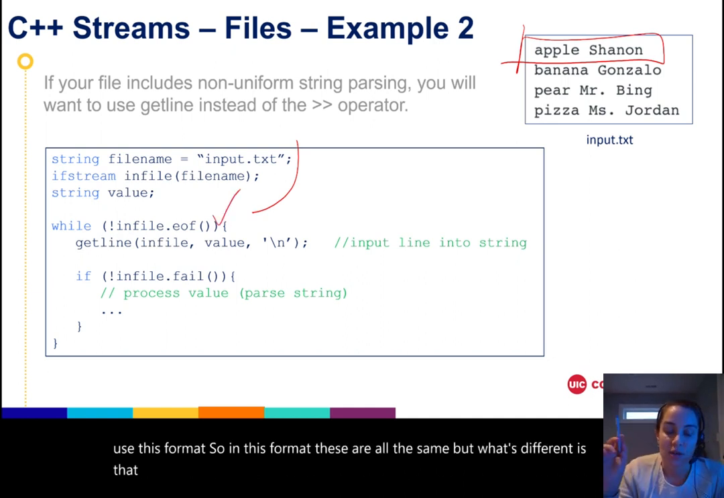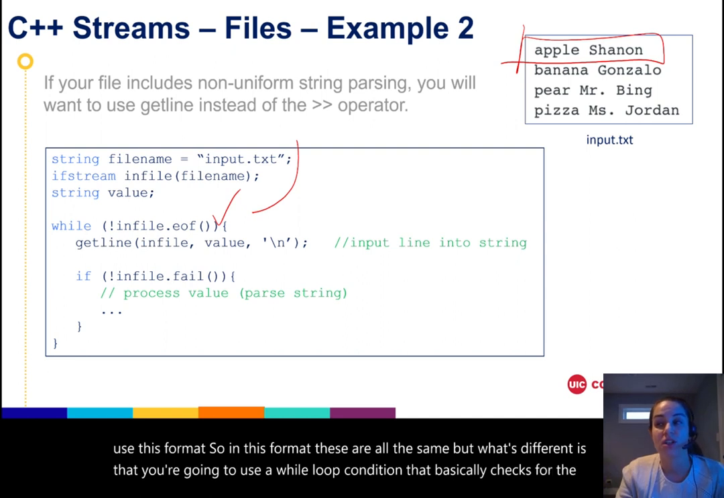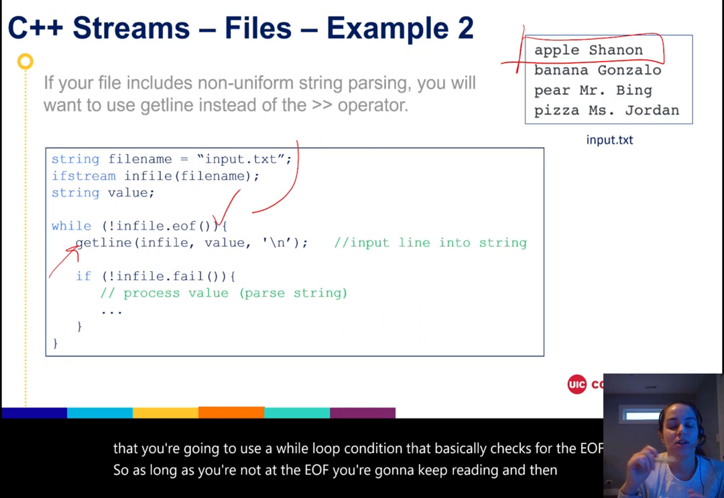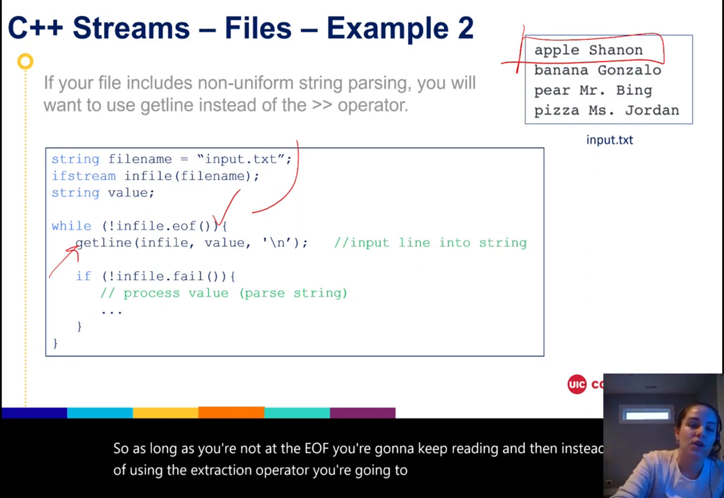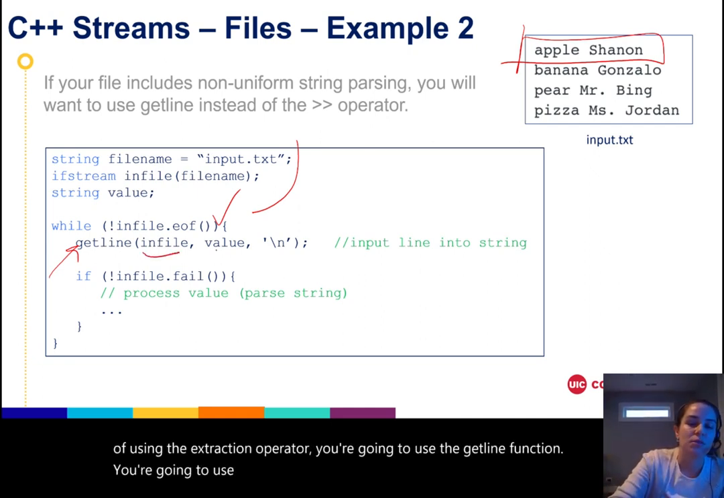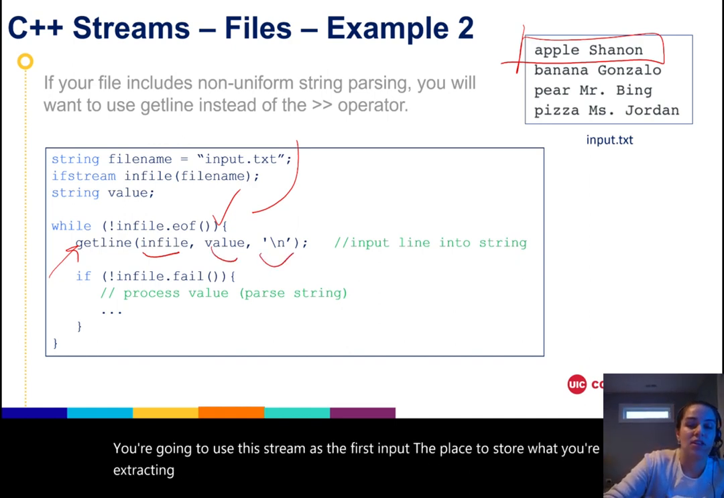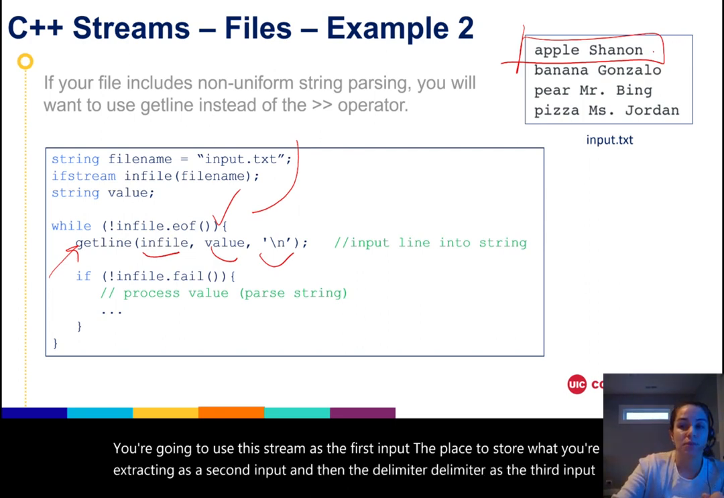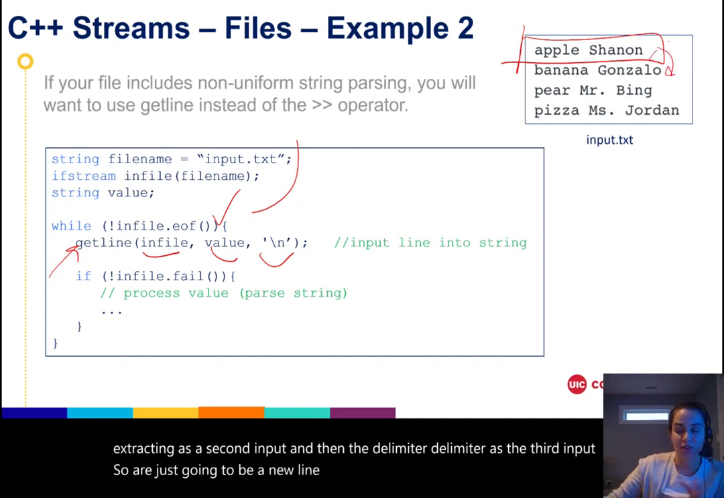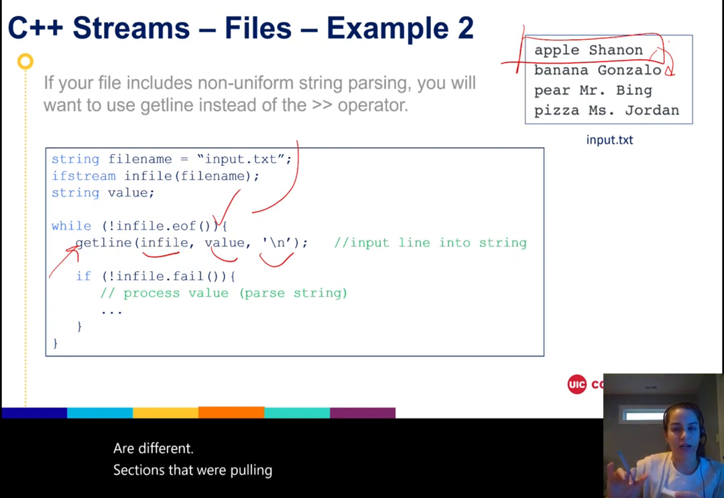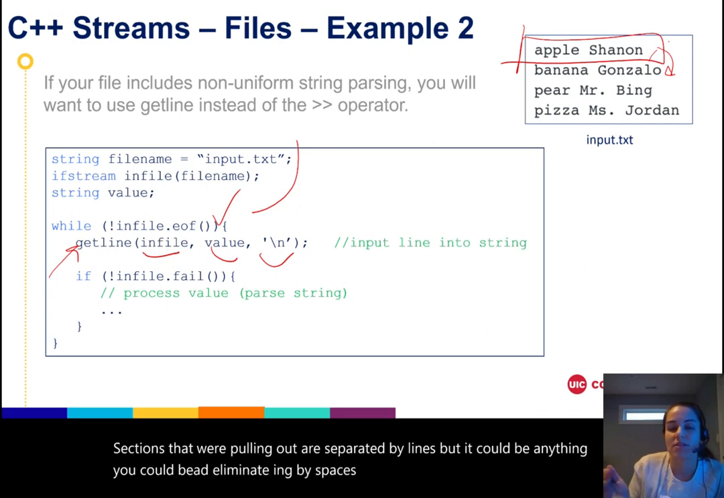In this format, these are all the same, but what's different is that you're going to use a while loop condition that basically checks for the end of file. So as long as you're not at the end of file, you're going to keep reading. And then instead of using the extraction operator, you're going to use the getline function. You're going to use the stream as the first input, the place to store what you're extracting as the second input, and then the delimiter as the third input. Ours is going to be a new line because the different sections that we're pulling out are separated by lines, but it could be anything. You could be delimiting by spaces or tabs or whatever.